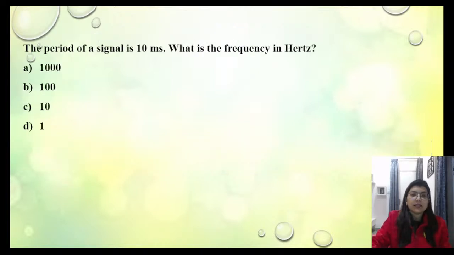Okay. Next question. Very easy. The period of a signal is 10 milliseconds. What is the frequency in hertz? So this is very easy. The period of a signal is 10 milliseconds. What is the frequency in hertz?